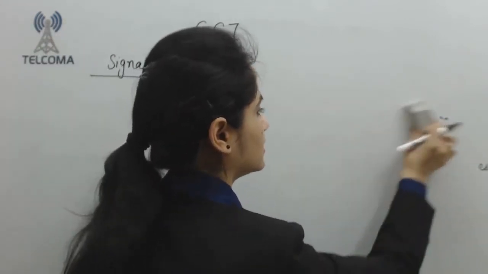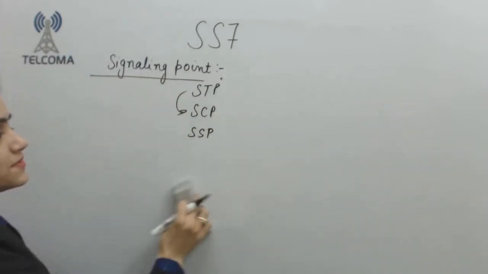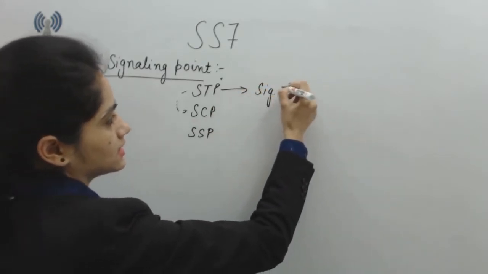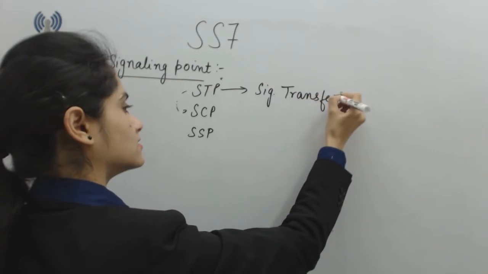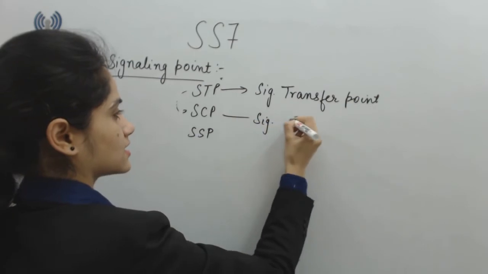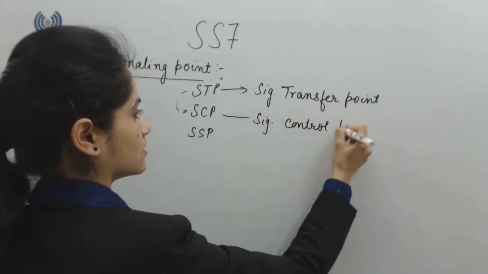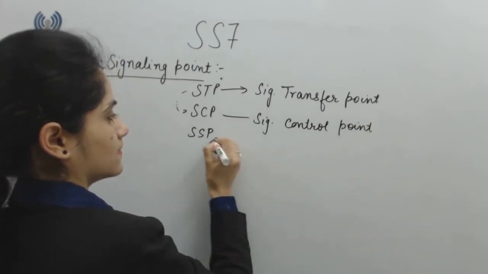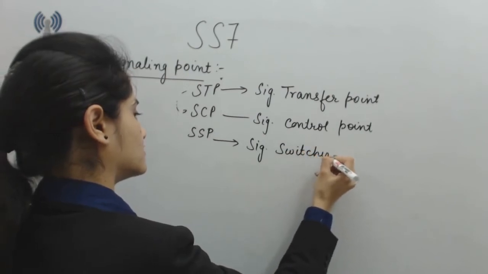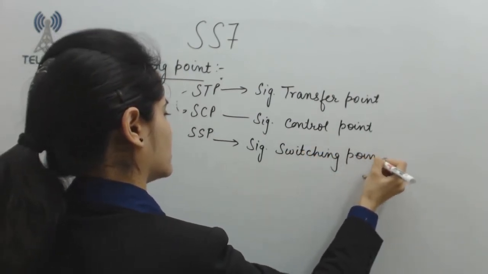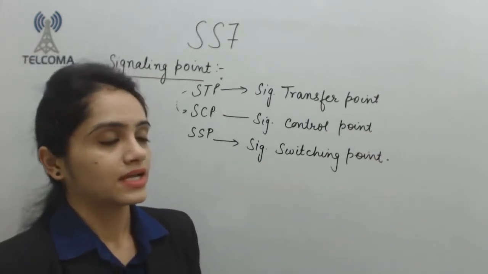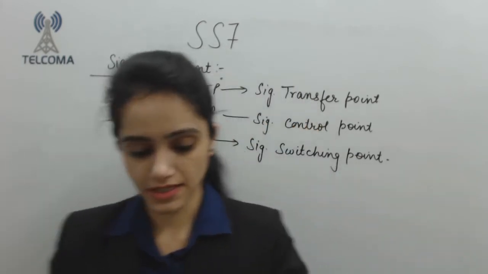Now we have various types of signaling points as we have discussed here, like we have STP, SCP or SSP. Now this STP as signaling transfer point, this one as signaling control point, SSP as signaling switching point. So these are the various points. Now let's start with the very first, which is SSP.